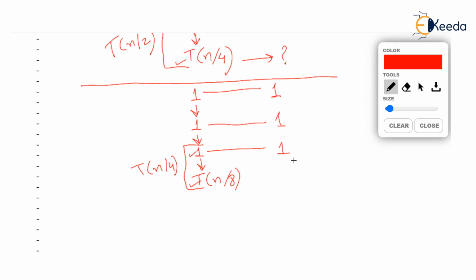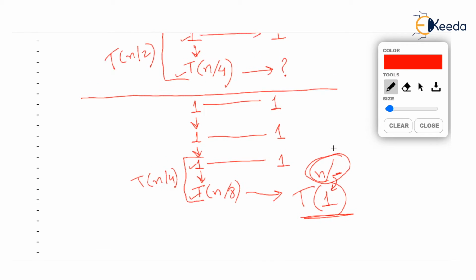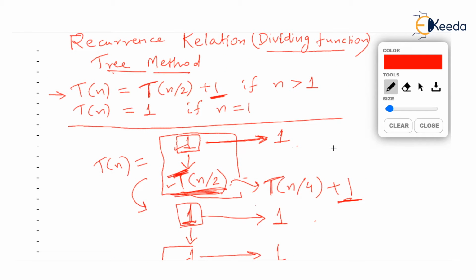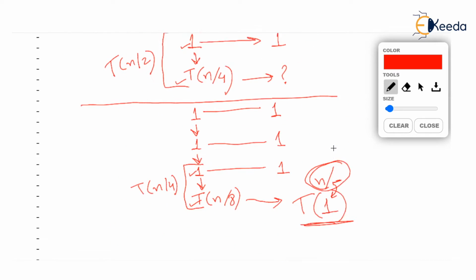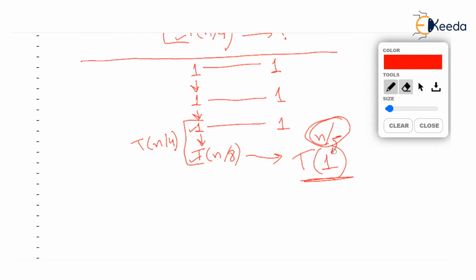And that is possible only if this term somehow becomes T1. That means n upon 8, n upon 16, n upon 64, n upon something, converges to 1. Why are we interested in T1? Because in the recurrence relation, it was mentioned that Tn is 1 if n is 1. So we know the value of T1. When n is 1, the value of the function is 1. Hence, it is so important that you should know when this tree will converge to a leaf.